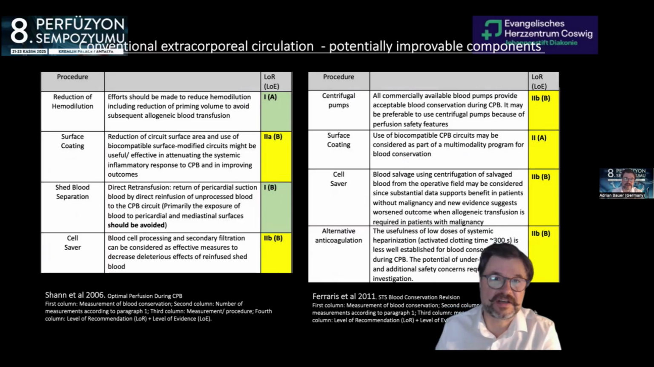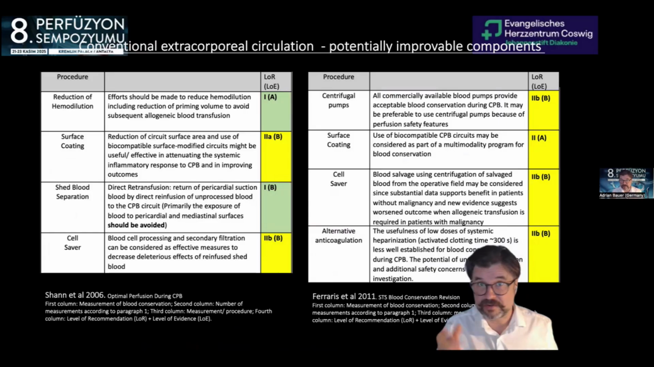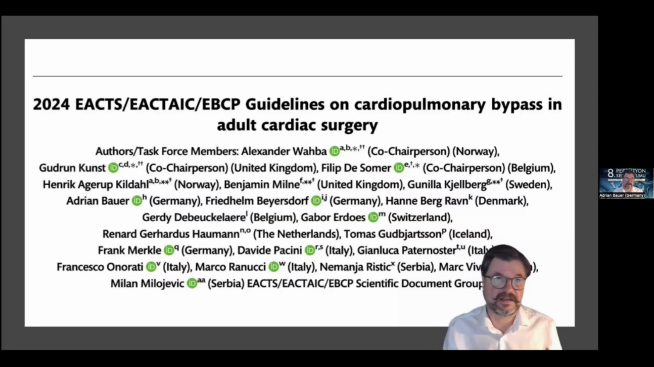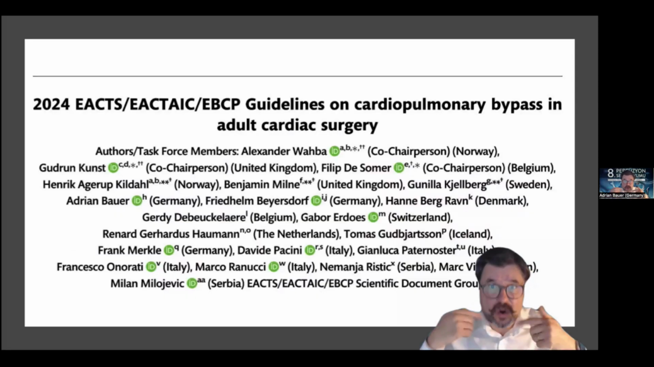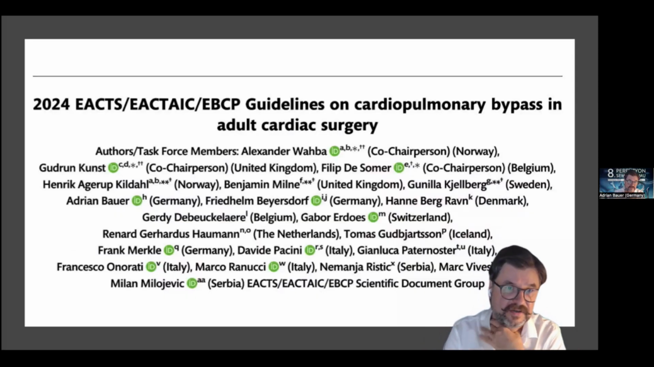If we look at the literature, we also find old papers from 20 years ago, or here from Ferrari from 2011, showing there is room for improvement, looking at hemodilution, surface coating, and shed blood separation. I talked already about a 1B recommendation to avoid shed blood using a cell saver. We could use a centrifugal pump instead of a roller pump, and so on. That's also a recommendation five years later by Ferrari. So there are recommendations already going forward to reduce the side effects of a cardiopulmonary bypass.